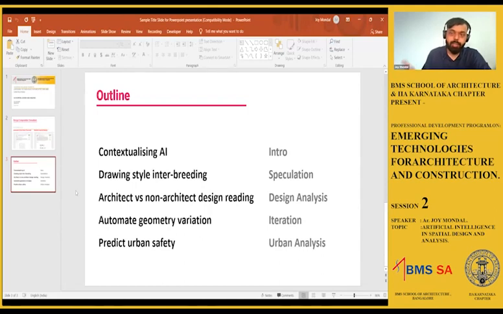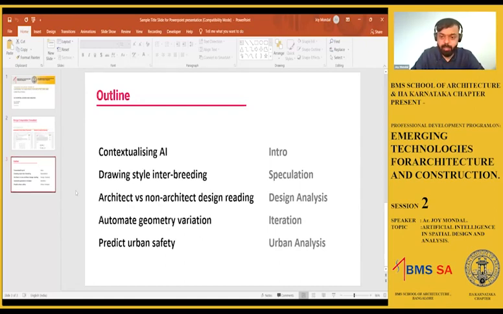The second example would be quantification of the difference between architects and non-architects design reading. How do we perceive originality versus how do non-architects perceive originality? That kind of becomes design analysis, which in a way becomes metadata for us to be cognizant of when we talk about design in the larger domain of public gatherings. The third example would be the use of AI to automate variation of geometry, which is basically an example of iteration. Also, another aspect of use of technology in early stages of design.